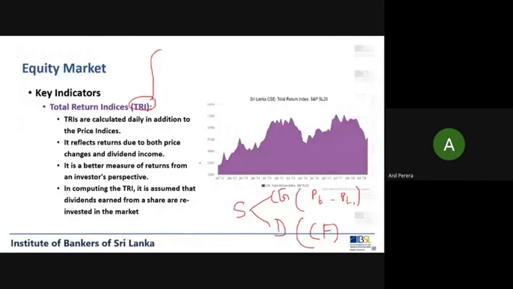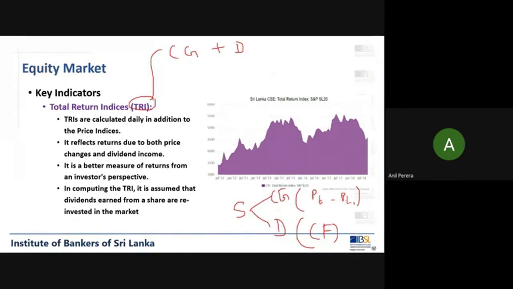TRI means, now in the ASPI, you only look at the overall prices. In the TRI, you take both the capital gain plus dividends into consideration, calculating the total return of a particular stock, and you take the overall. In other words, very simply, you can calculate the change between the previous ASPI and today's ASPI, and you add up the dividend income to that. That's a simple idea, right?